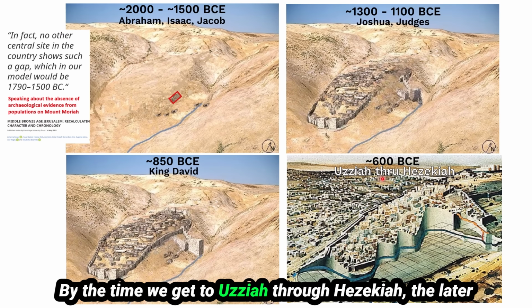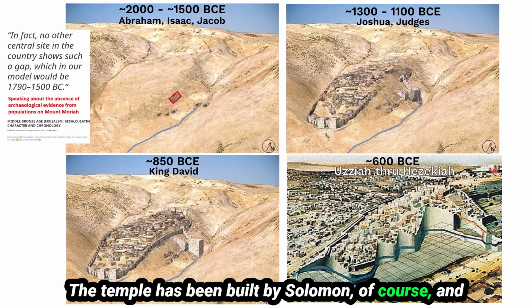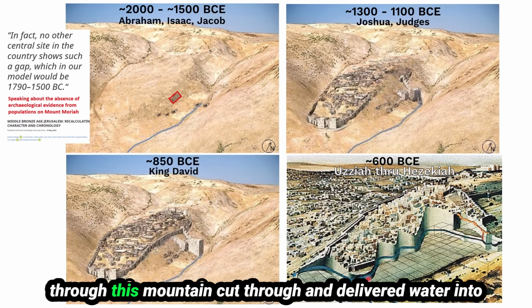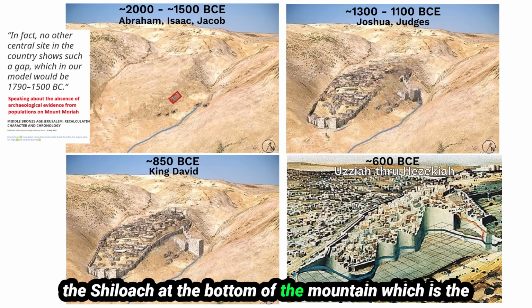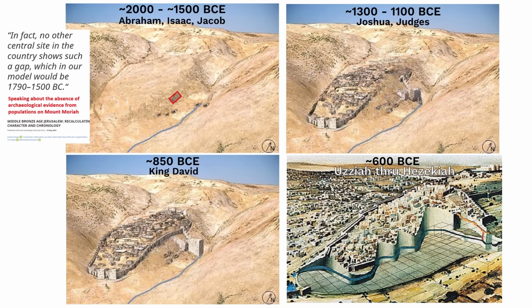By the time we get to Uzziah, through Hezekiah, the later Judean Kings, we see that the mountain is fully developed. The temple has been built by Solomon, of course, and we see the water system, the tunnels that Hezekiah or Uzziah built through this mountain, cut through and deliver water into the Shiloach at the bottom of the mountain, which is the main pool that is used for servicing the needs of the city.